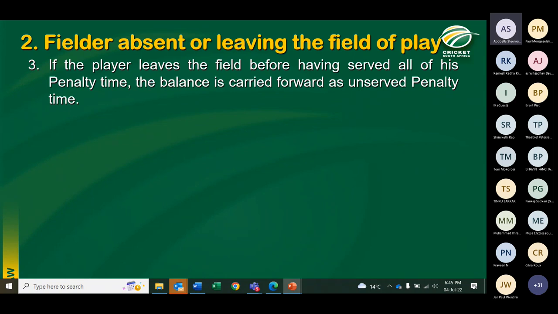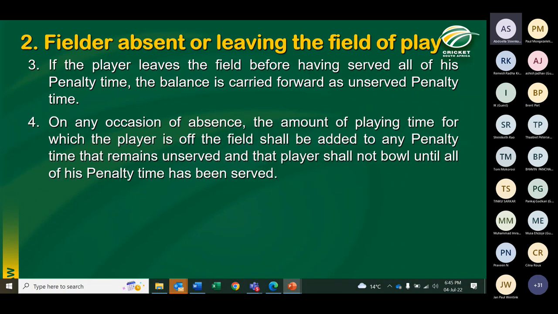So if a player leaves the field of play, having served all of his penalty time, so number three and four, they go together. What three and four tell us is that penalty time doesn't disappear. If Johnny hasn't served all his penalty time, the unserved penalty time will carry forward. They do accumulate. So let's say Johnny left the field at 10:30. He returned at 10:50. So that's 20 minutes.